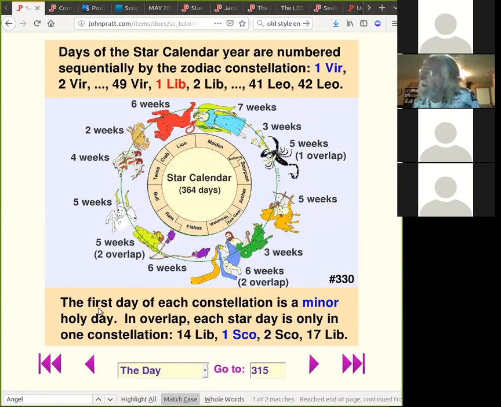The first day of each constellation is a minor holy day. And in the overlap, now this is my best understanding right now, every star is only in one constellation or the other. And so you'll have things happen like 14 Libra, and then 1 Skull and 2 Skull, and then 17. See, it's 14, 15, 16, 17. It keeps counting sequentially. And so the one after this might be 4 Skull, 2, 3, 4, or it could be 18 Libra. So it's really tricky. That's how it seems to work.